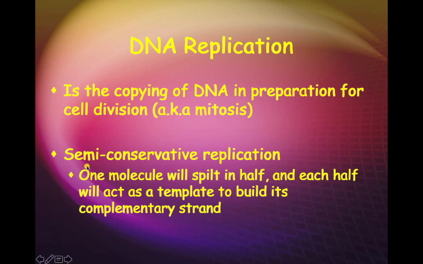So our cells go through what's called semi-conservative replication. This means that when DNA copies itself, the molecule is going to split in half, and then each half is used as a template to build another new half. So when you're all done, you're going to end up with 2 copies of DNA. In the 2 copies of DNA, half of that DNA is going to be an old half, and half is going to be a new half.